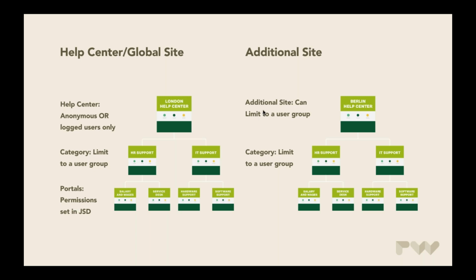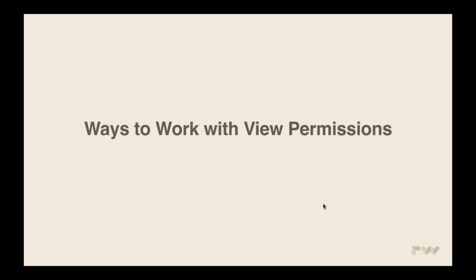All right. So then if I look at an additional site, here we have the Berlin Help Center. Because this is an additional site, I can say, yep, I only want this Berlin Help Center to be seen by the German team, for example. And that's the same again with the categories that might sit beneath that. And again, with the portals, this needs to be configured in Jira Service Desk. So I hope that gives you a nice overview, but I'm actually going to take you into how this works now.